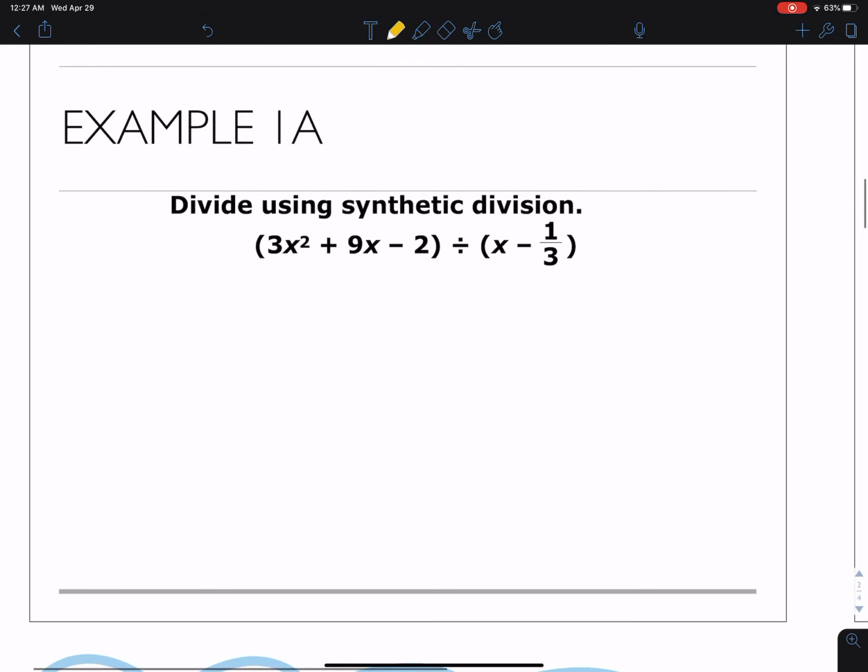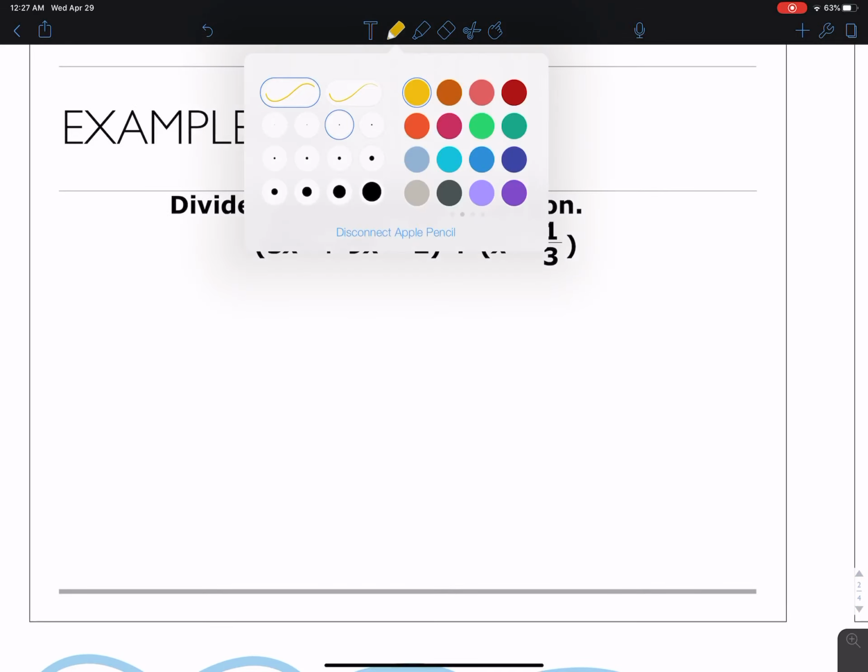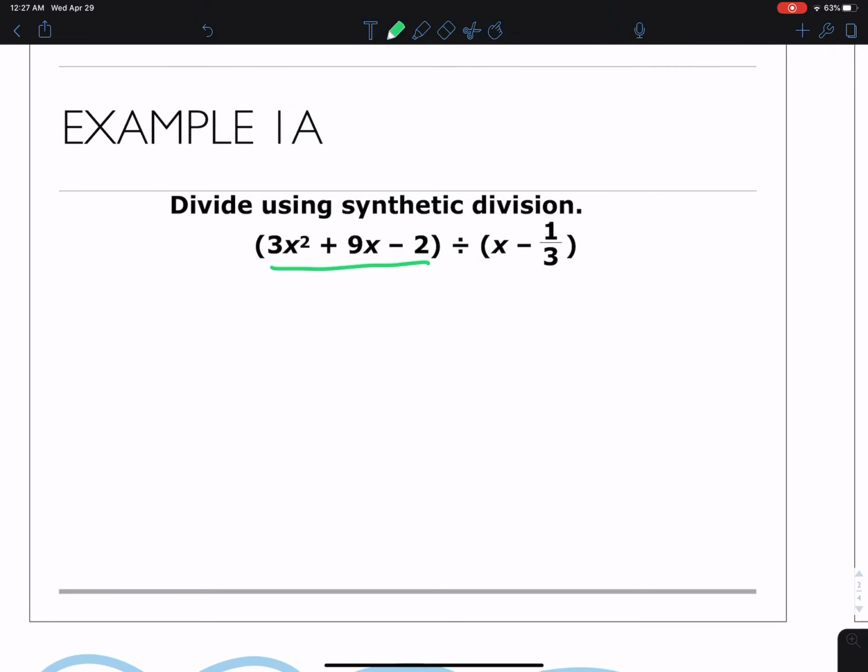Okay, so here's 1A. First thing we want to do is take a look at our dividend and see, is it in standard form? Do we need any placeholder zeros? So our highest exponent is 2, and then we have a first, and then we have a constant term. So we don't need any placeholder zeros in this case. So we have 3, 9, and -2.